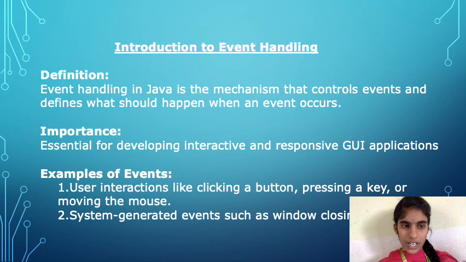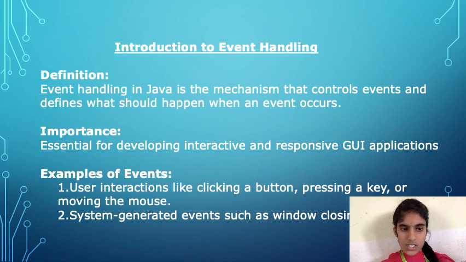Introduction about event handling. The definition of event handling in Java is a mechanism that controls events and defines what should happen when an event occurs. The importance of event handling: it is essential for developing interactive and responsive GUI applications.